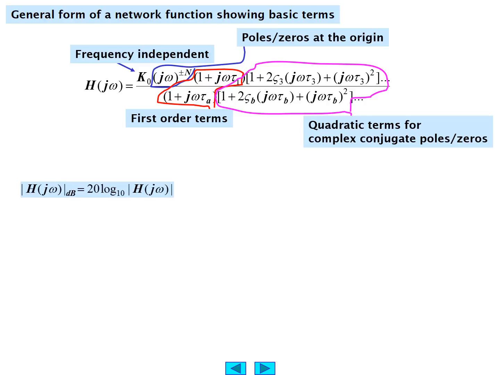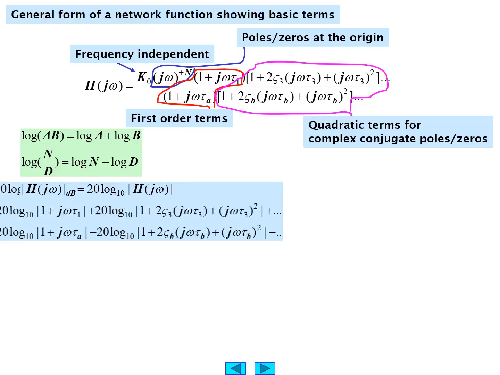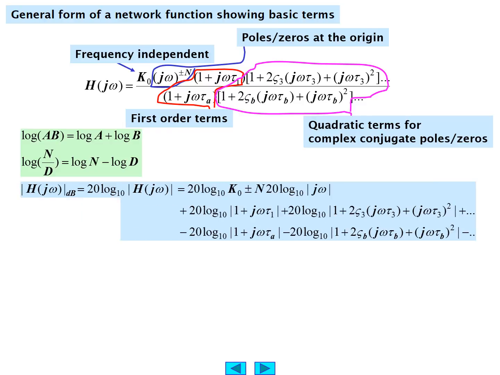The magnitude of H of j omega in dB is 20 log to the base 10 of the magnitude of H of j omega. And we also know that log of a times b is log of a plus log of b, a general definition of logarithms. And the log of n divided by d is the log of n minus the log of d. We could then use that to write H of j omega in dB now as a series of linear coefficients that are added and subtracted.